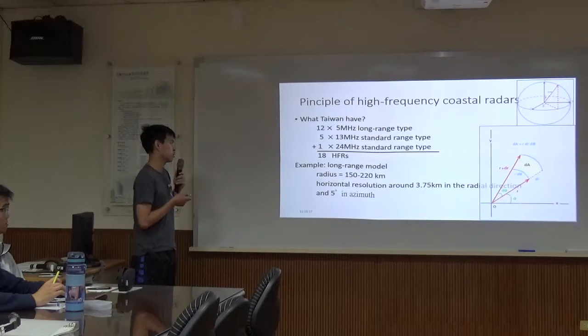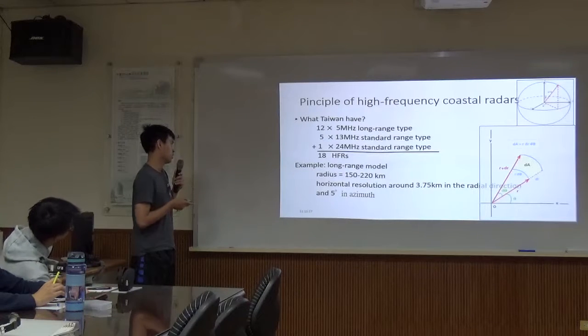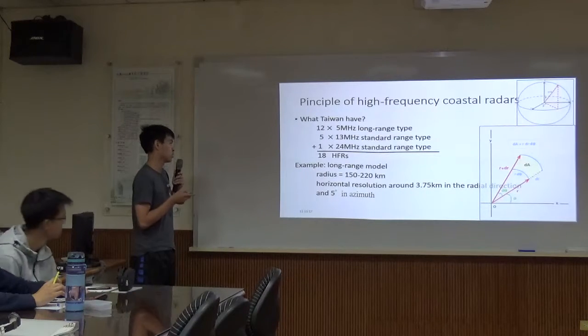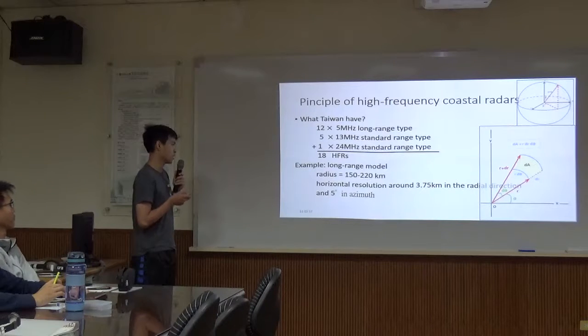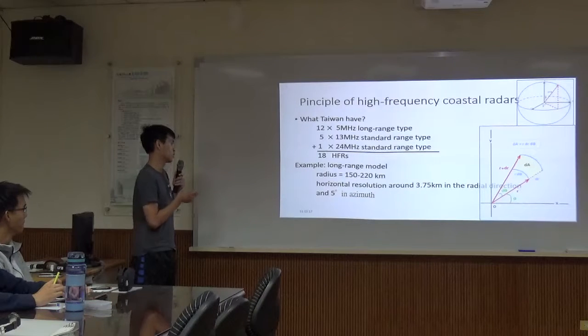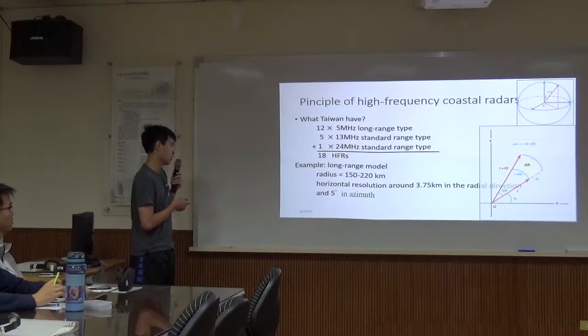Taiwan has 12 5 megahertz long range type and 6 13 megahertz standard range type, and totally 18 HFRs. I will take an example. The example is a long-range model. The radius is probably 150 to 220 kilometers. Its horizontal resolution is around 3.75 kilometers.